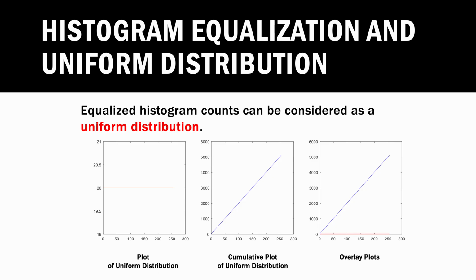In the middle, we see the same idea in a cumulative histogram. Here, the uniform distribution is represented by a straight diagonal line, shown in blue. Finally, on the right, the overlay plot puts these two together. The red flat line and the blue diagonal line are the benchmarks we compare against. The closer our equalized histogram comes to these shapes, the more effectively we are using the full intensity spectrum.